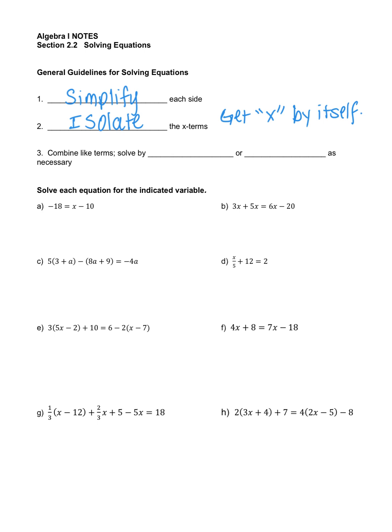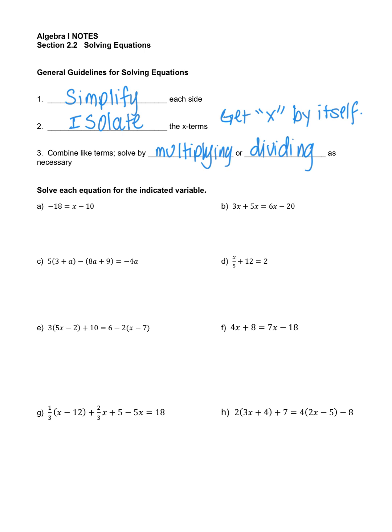So you will be simplifying each side, and the goal is to isolate the x terms to get x by itself. And lastly, you will combine like terms and solve by multiplying or dividing as necessary. So let's go ahead and practice some of this with these questions. Solve each equation for the indicated variable.